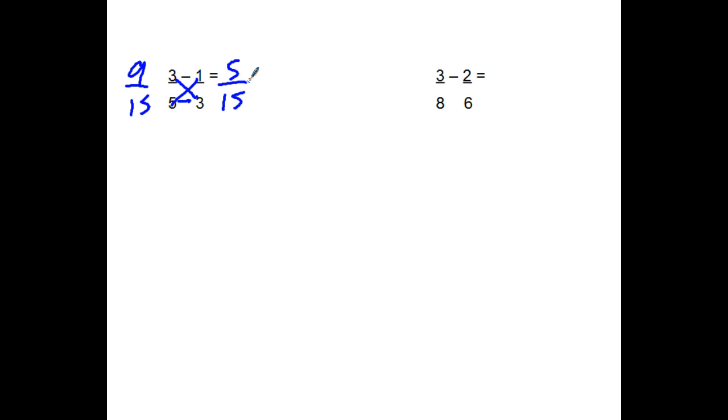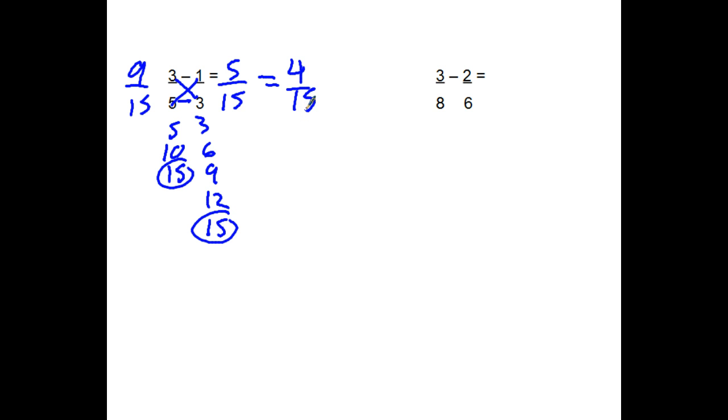By the way, if I would have done the LCM, just so you know, people who like the LCM, guess what? Would have come up with the exact same thing. Up here I would have said 5 times 3, 3 times 3, 9, 3 times 5, 1 times 5, 5. 9/15 minus 5/15 equals 4/15. Let's go to the other one.